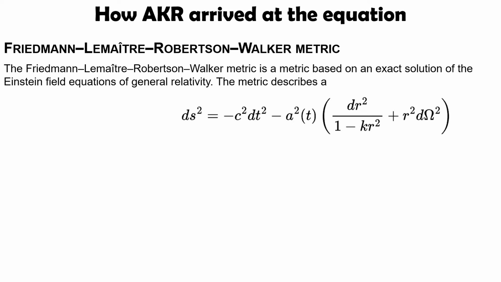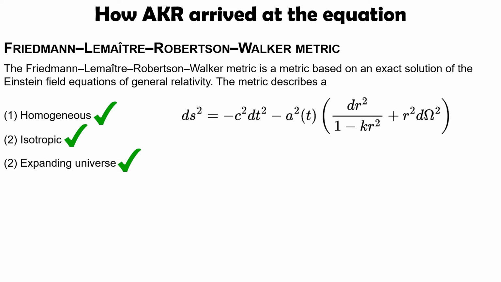The metric is this. I'm not going to explain this metric now, as it will take some time. What it assumes is that yes, it is homogeneous, yes, it is isotropic, and it also assumes that this is an expanding universe. Now herein comes the problem where we find Professor AKR.